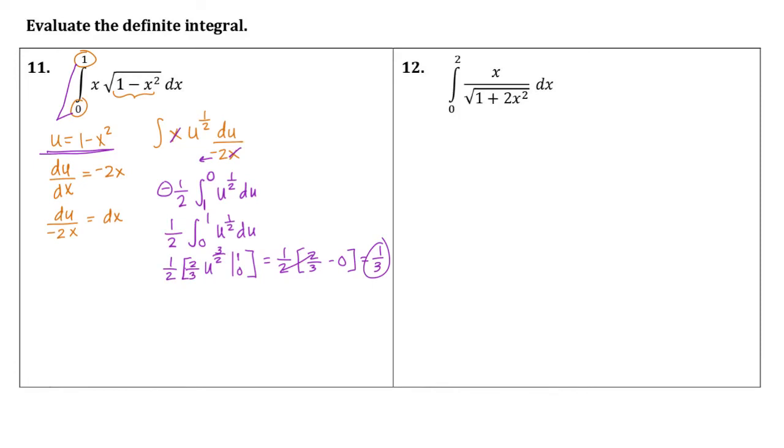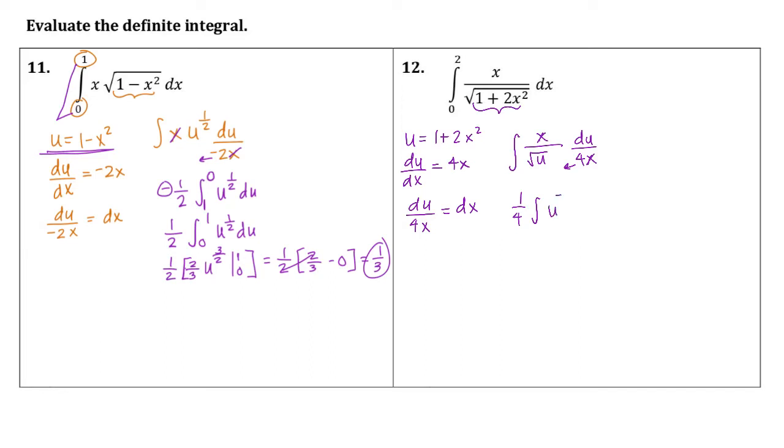Okay, so again, we will be letting the inside function be u. So we have u equals 1 plus 2x squared. Du dx is going to be 4x, and then solving, we have du over 4x equals dx. And then when we come over here to substitute back in, remember we have x over the square root of u, and dx is du over 4x. And again, those x's are canceling. We're going to move that 4 out. That's 1/4 the integral, and then we have u to the negative 1/2.